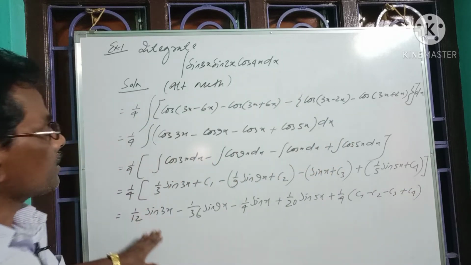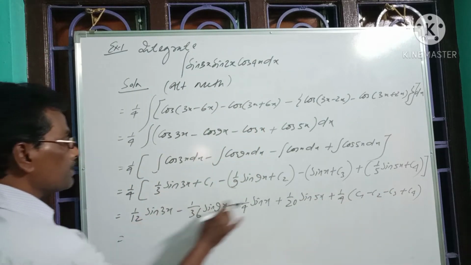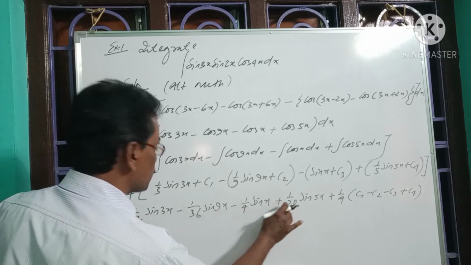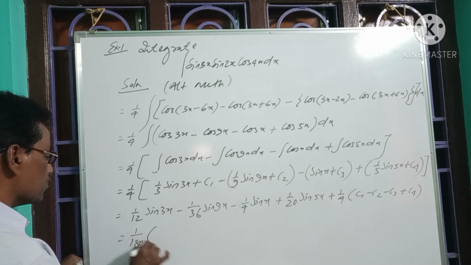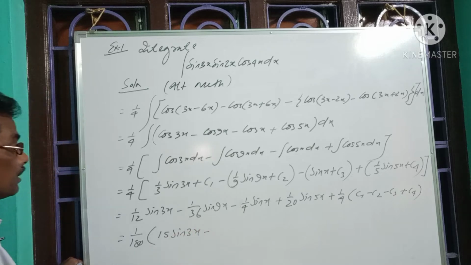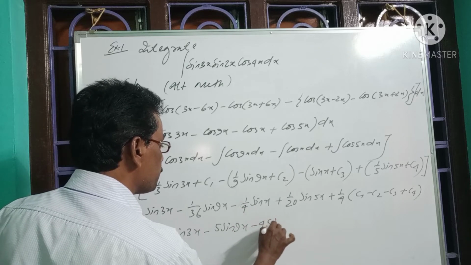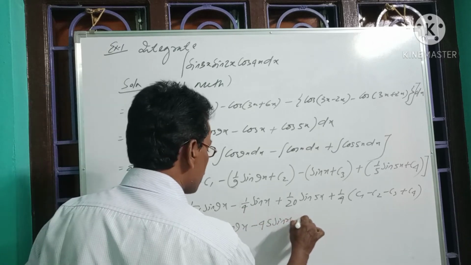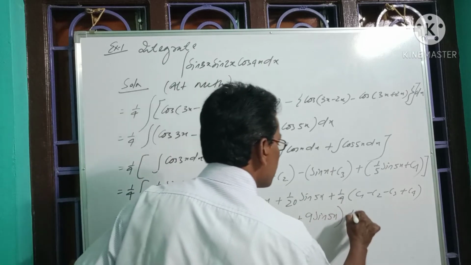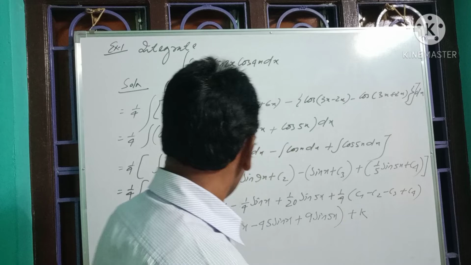So we collected all the functions along with all the constants. So finally, taking 1 by 180 common from all the functions, that is 1 by 180 is the LCM of 12, 36, 4 and 20. So we have 1 by 180 into 15 into sine of 3x minus 5 into sine of 9x minus 45 into sine x plus 9 into sine of 5x plus k, in place of 1 by 4 into c1 minus c2 minus c3 plus c4, where k is the constant of integration.